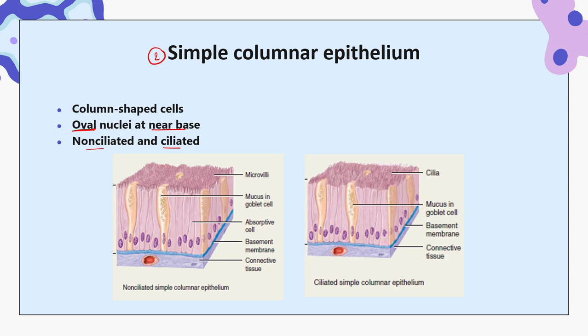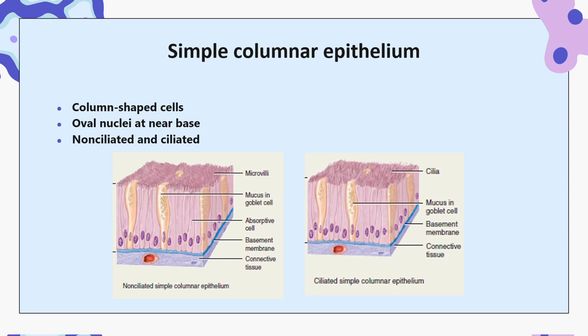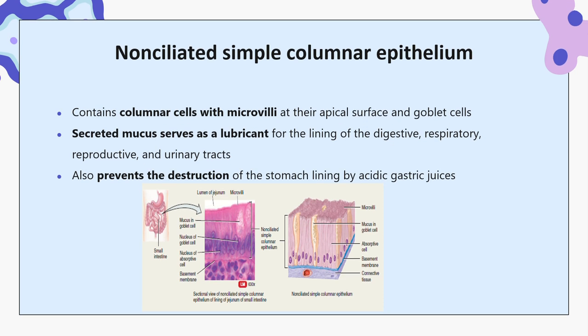Okay, now this simple columnar epithelial tissue is again divided into non-ciliated and ciliated epithelial tissue according to the presence or absence of cilia. Cilia means hair-like projections at the apical surface, that means at the top of the epithelial tissue cell. First is the non-ciliated simple columnar epithelial tissue, that means cilia are absent but it contains microvilli on the surface of the apical region.